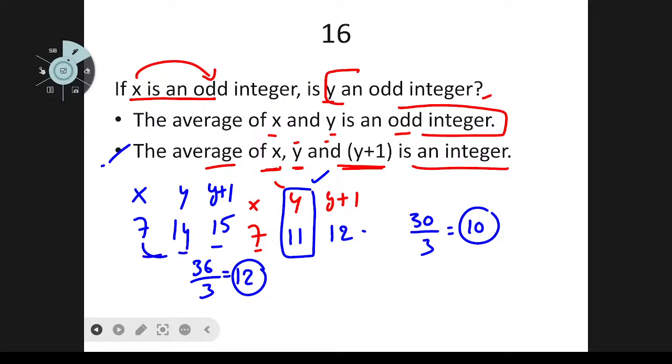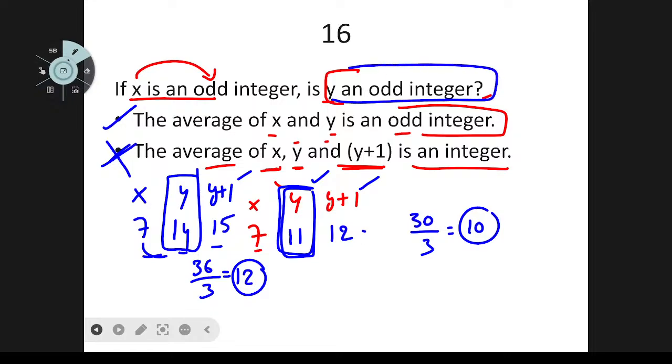Yes. So when I satisfied this condition here and when I satisfied the condition here, is y an odd integer? In this case, it is an odd integer, but in this case, it is an even integer. So I don't know whether it is odd or even by using the second statement, but by using the first statement, I definitely know that y is an odd integer. So which statement is sufficient to answer the question? The first statement is sufficient. The second statement is not telling me whether it is odd or even, so that is not sufficient.